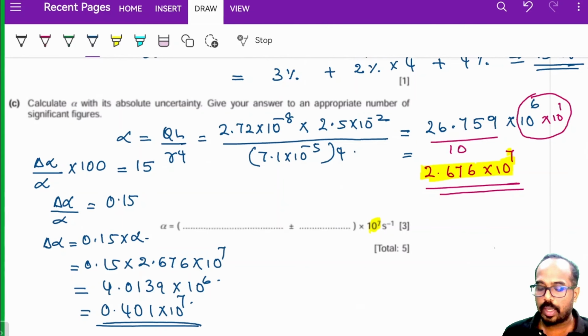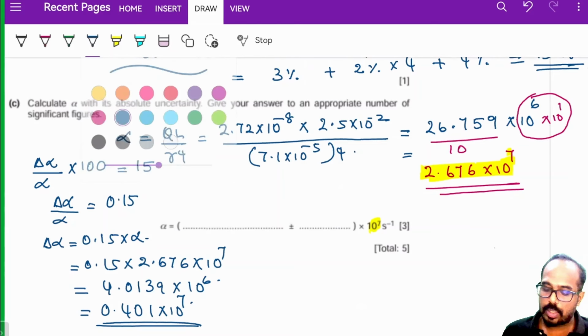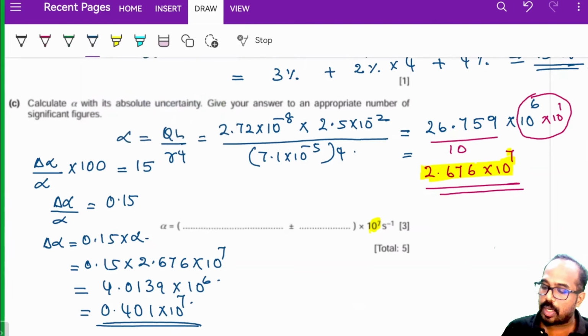You got both the answers, alpha and delta alpha, right? Alpha with its absolute uncertainty, with the power. Now you can round it off and write it in a suitable number of significant figures. Alpha you can write to 2 significant figures, so 2.7. The absolute uncertainty you can write to 1 significant figure, so it will be 0.4. So this will be your answer.